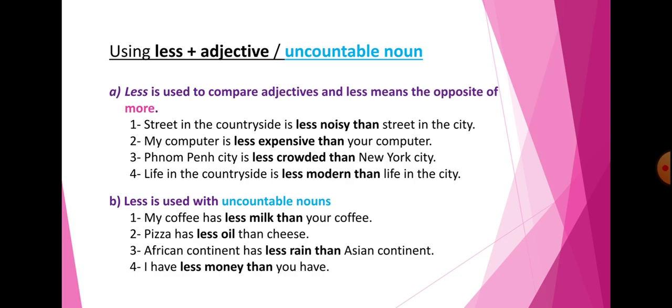3, African continent has less rain than Asian continent. So which continent has more rain, everyone? Yes, that is Asian continent. So the word rain is an uncountable noun. We cannot count rain. So that's why you can say less rain than. Number 4, I have less money than you have. Okay, so money is an uncountable noun. So you compare I to you, that you have more money, but I have less. Okay, so you say less money than.